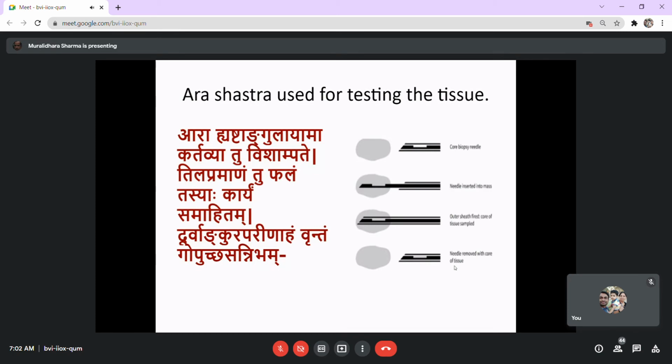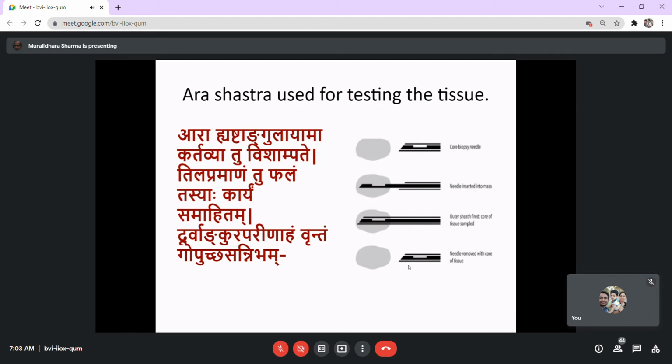The Ara Shastra is exactly similar to what we call a liver biopsy needle, where there would be a needle which can expand, or maybe a boat-shaped needle, which is inserted into the tumor or mass, and then the tissue is collected. The only difference is Sushruta didn't have a microscope, and hence he doesn't mention microscopic study.